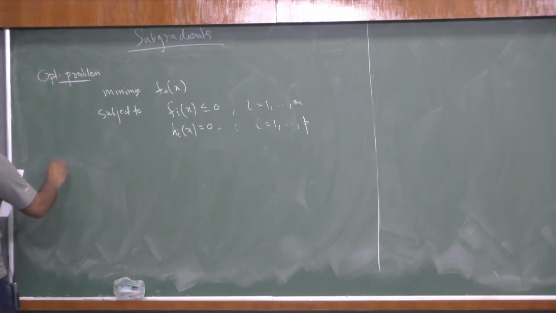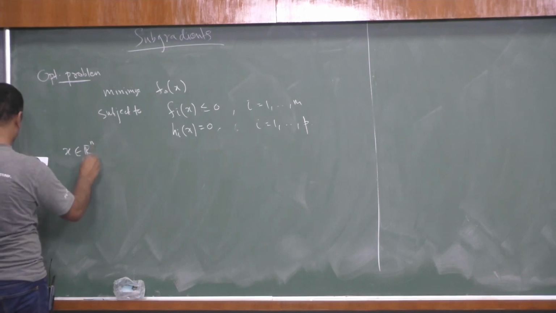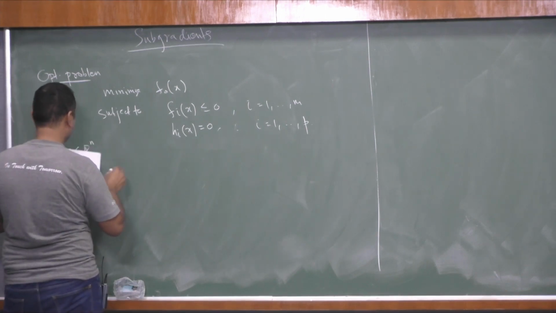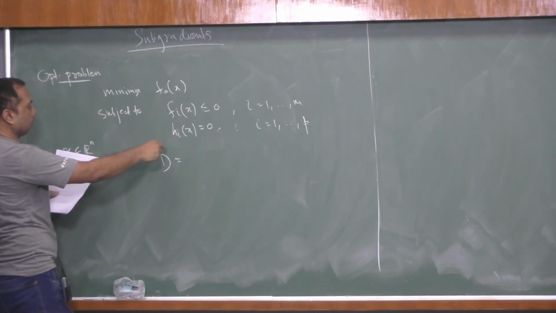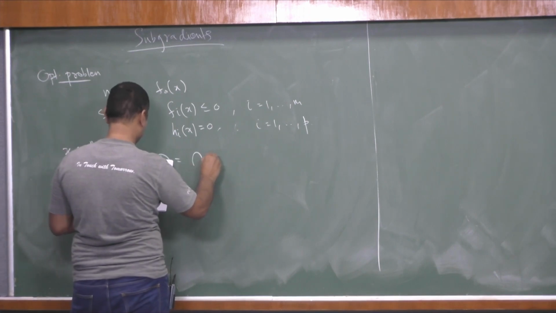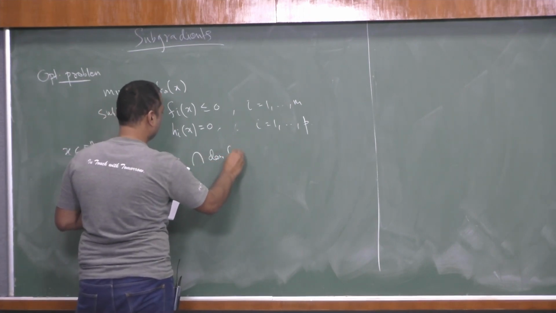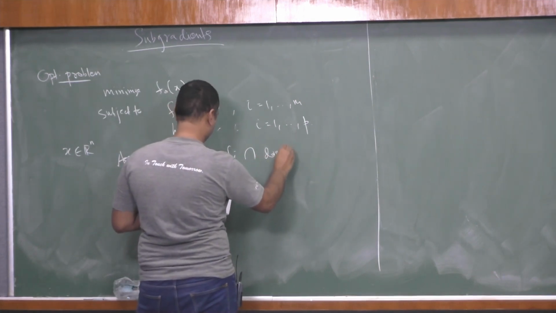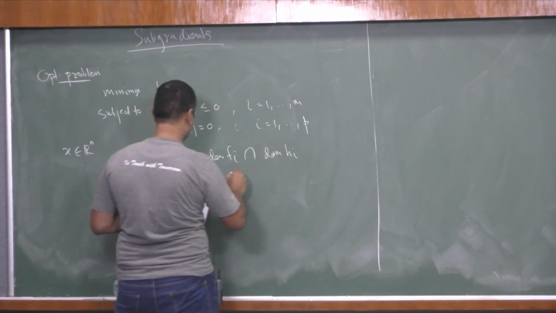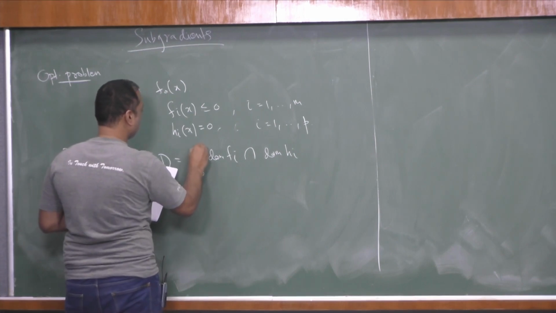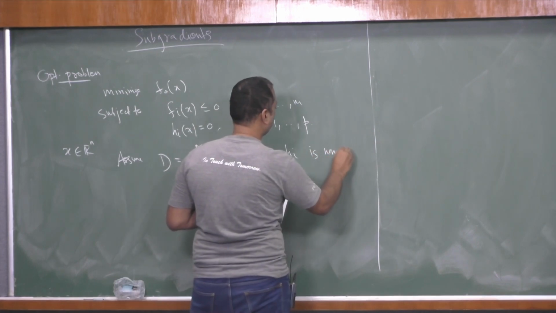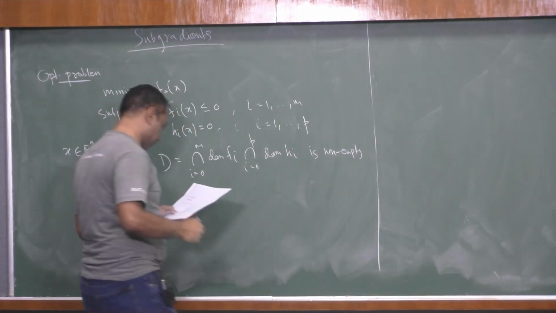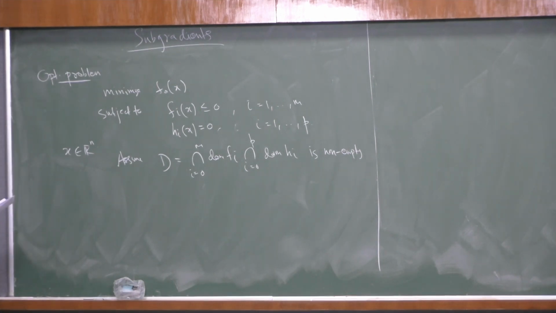So here x is in R n, and we will assume that the domain, which is the intersection of the domain of f i and the domain of h i, for i equals 0 to m and i equals 0 to p, is non-empty. And we do not assume that the functions are convex.